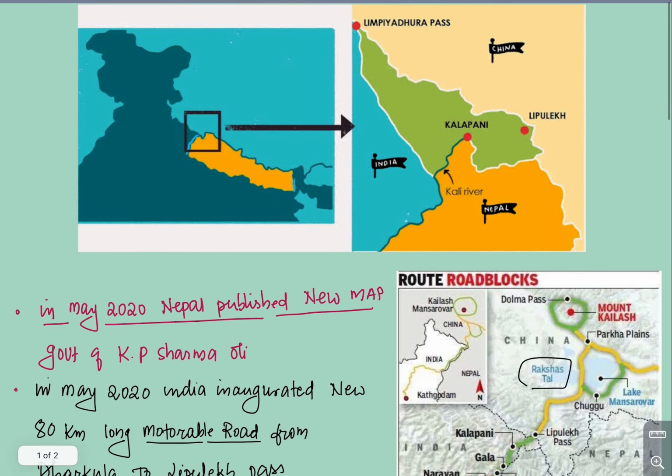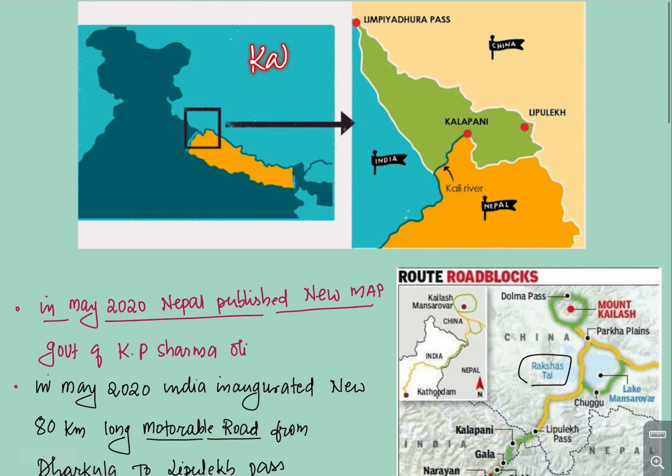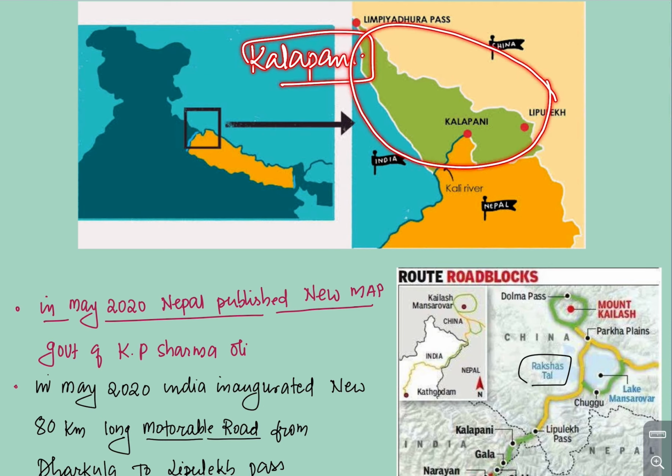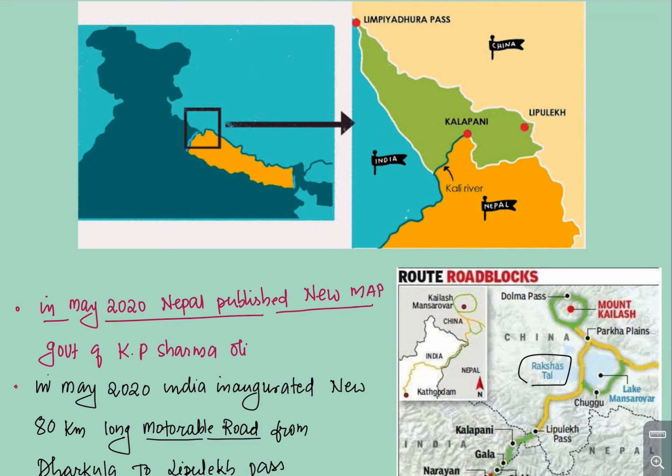So in this lecture we will focus on the Kalapani region dispute. Kalapani is a region which is disputed between India and Nepal. The dispute over Kalapani has historical roots. This region used to be part of Nepal.